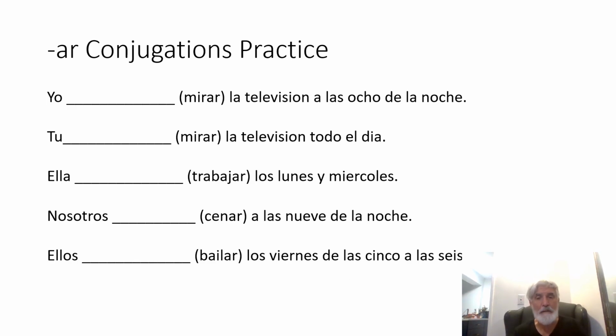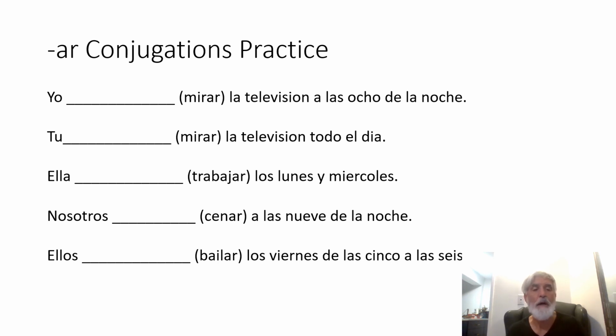Now, let's put the rubber to the road. Let's practice some conjugations, okay? So here we're going to have some sentences, each with a different subject pronoun. The subject pronoun will determine what ending we put on our verb to conjugate it in the present tense. So we have AR verbs, and they're given in their infinitive form. We need to conjugate them in the blanks provided.